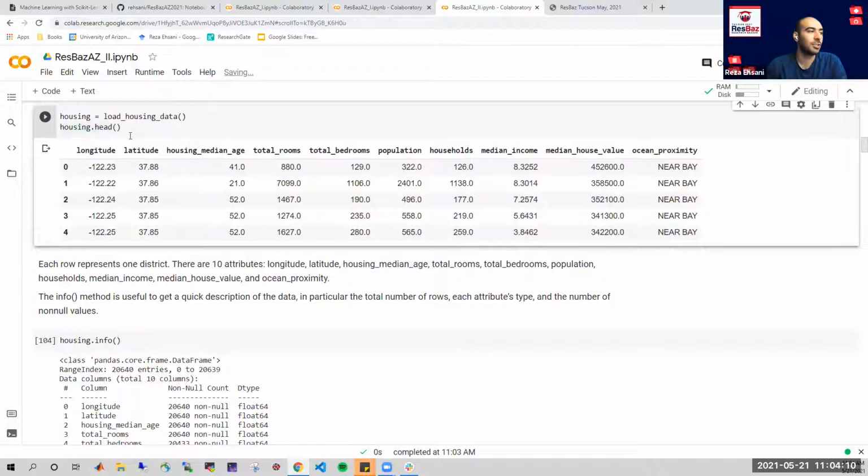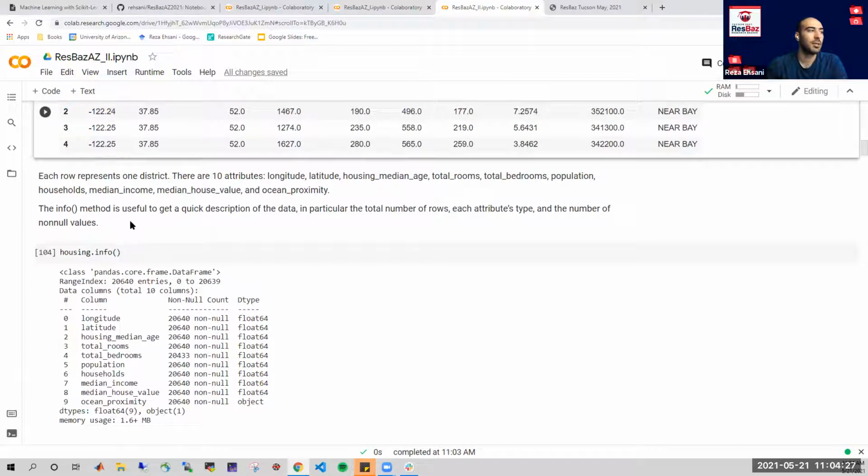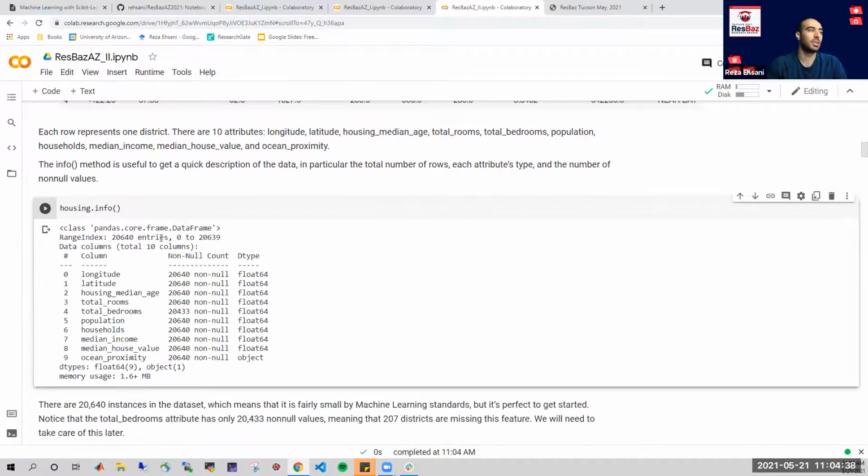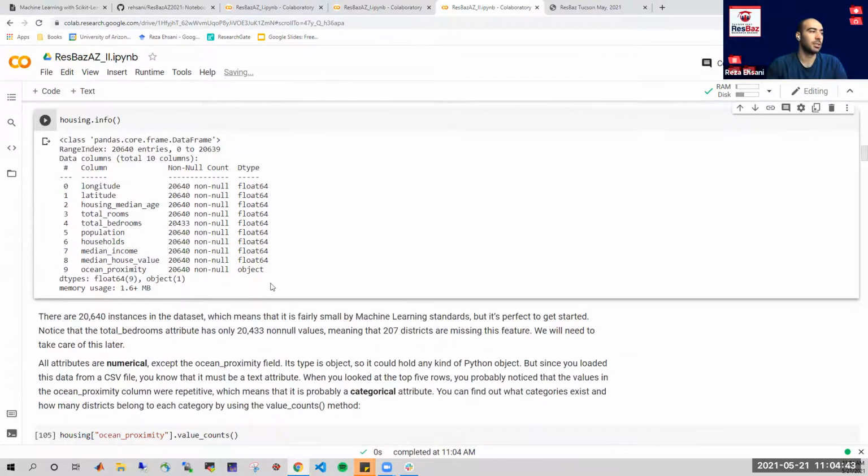There are 10 attributes, including longitude, latitude, housing median age, total rooms in that district, total bedrooms, population, households, median income, median house value, and ocean proximity. So you can call the info method on the data frame, and it's useful to get a quick description of the data, in particular, the total number of rows, each attribute's type, and also the number of non-null values. So if we call the info method on the housing data frame, you get this output.